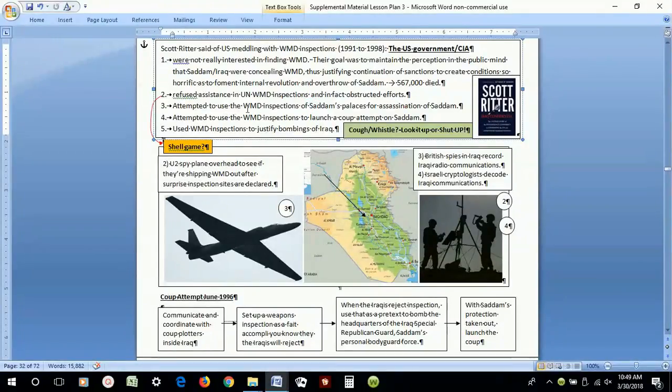Attempted to use WMD inspections of Saddam's palaces to get assassination attempts on Saddam, to assassinate Saddam. Attempted to use WMD inspections to launch coups in an attempt to overthrow Saddam. I'll explain some of these, I guess. Used WMD inspections to justify bombing Iraq. So that was the case.